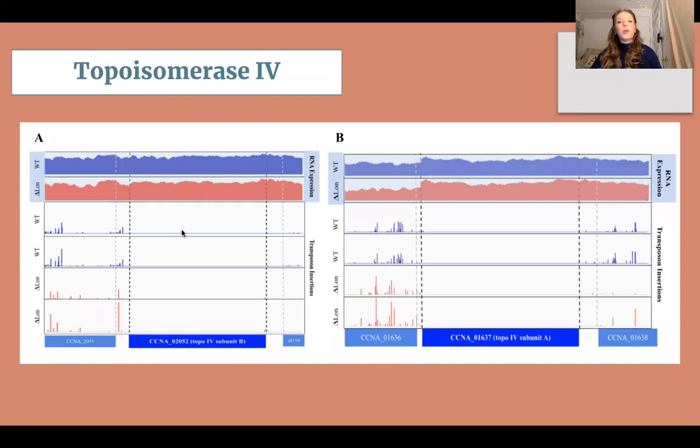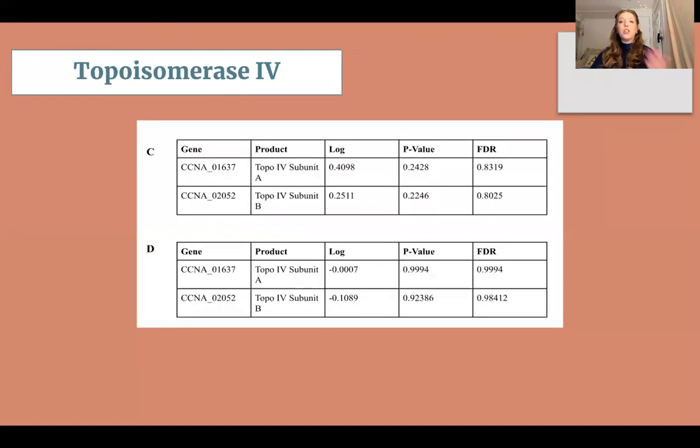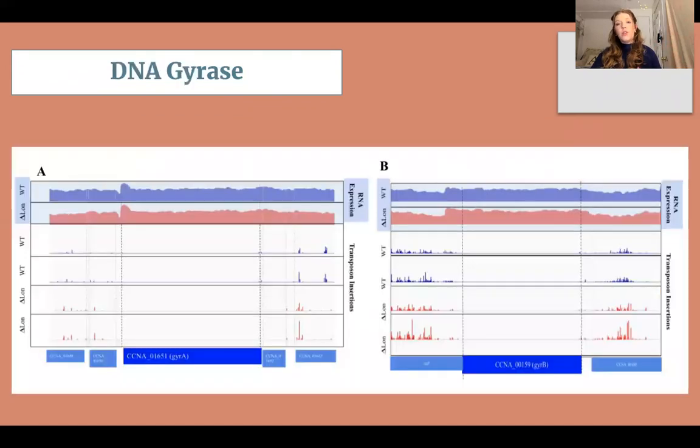Looking at the subunits, we're able to see subunit B, subunit A, and again, we're able to see this lack of insertions in both the delta lon and the wild type. Here's some more statistical reads. Again, these numbers really can't be of any significance, unfortunately, just because of the p-values and the FDR values.